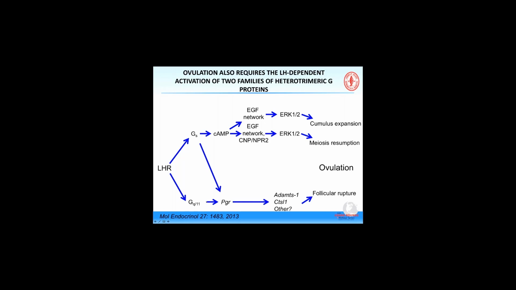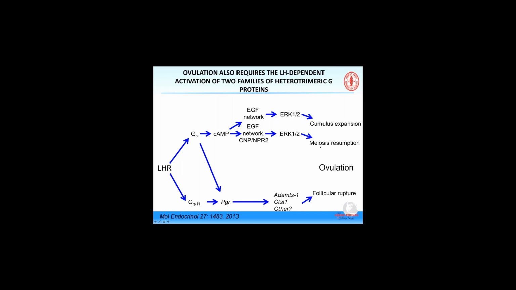What we also know now is that in the mural granulosa cells, the LH receptor can activate another family of G proteins, which is called GQ11. And the co-activation of GQ11 and GS, neither one of them is enough to elicit the full process. The activation of these two is necessary for the induction of the progesterone receptor in the mural granulosa cells. That will ultimately then work to increase the synthesis of ADAMTS and cathepsin L and perhaps other enzymes as well that are essential for the rupture of the follicles.